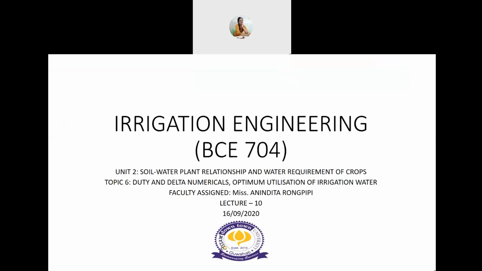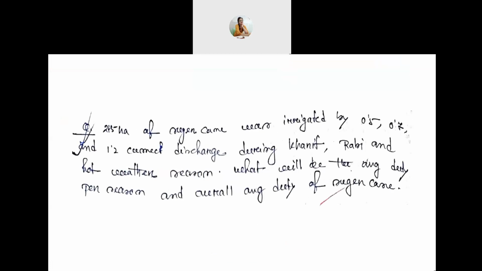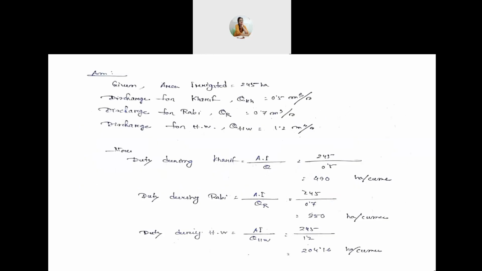We will start topic number 6, duty and delta numericals and optimum utilization of irrigation water. In the last class, I gave you an assignment regarding this question. So in this class, we'll discuss the answer. So this is the answer.